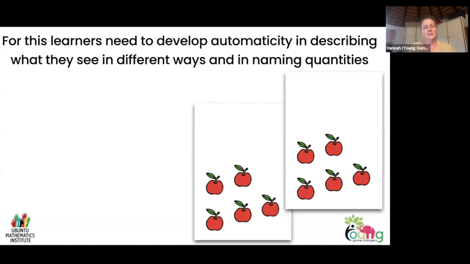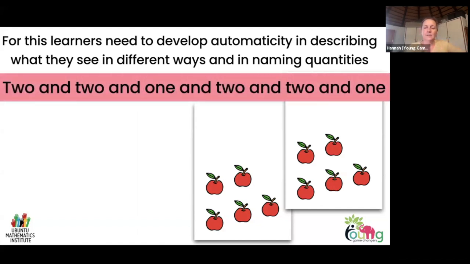But the learners really need this automaticity and to start seeing things in different ways. So again, we could ask them, what do they see? And if you're looking in the columns, if you're looking vertically, you'll see 2 and 2 and 1, and 2 and 2 and 1.